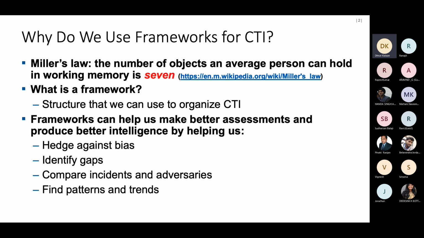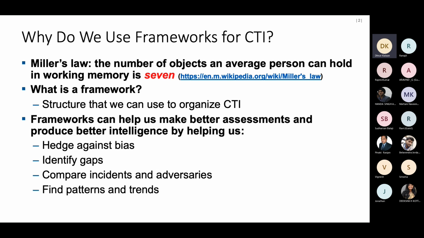Tomorrow, if you're doing CTI in your own organization and somebody else is doing it in their own way, and you need to correlate that data or share that data, and everybody is doing it in their own custom way and not following set standards, then it gets very difficult for people to process and understand what the other person is trying to say. Hence, we have frameworks.